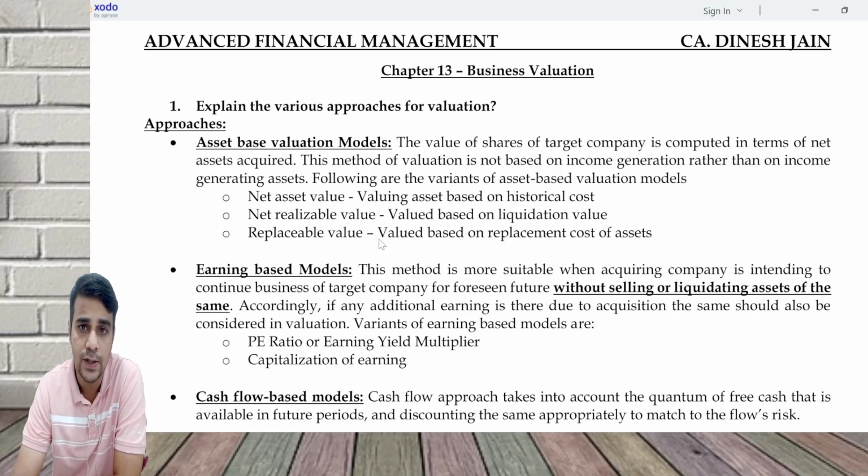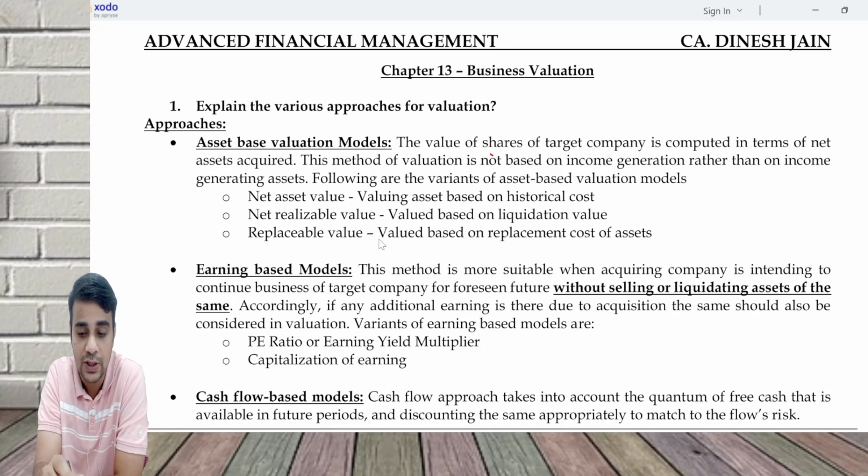Asset-based valuation is going by the balance sheet of the company. You have the balance sheet of the company, take various assets, deduct the liabilities, and you will get the value of the firm. In this, you may sometimes adjust the asset figure, sometimes you may not adjust the asset figure. That is where the variant comes. The value of the shares of a target company is computed in terms of net assets acquired.